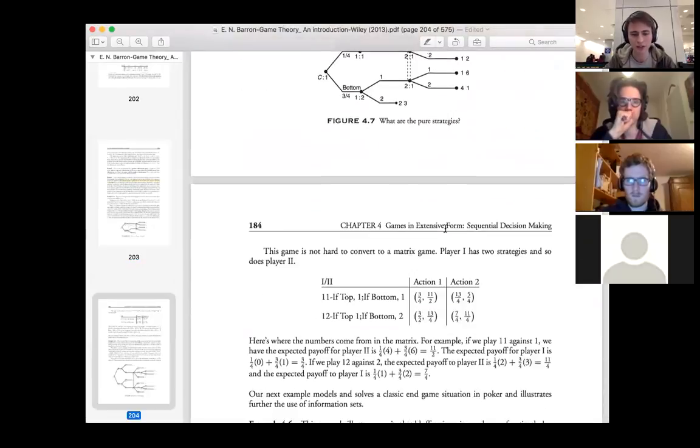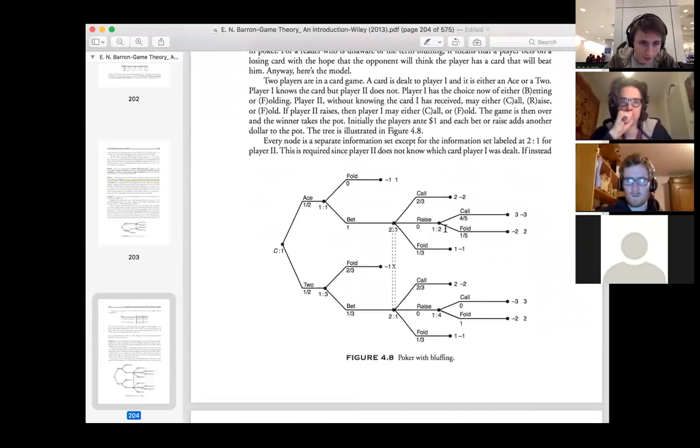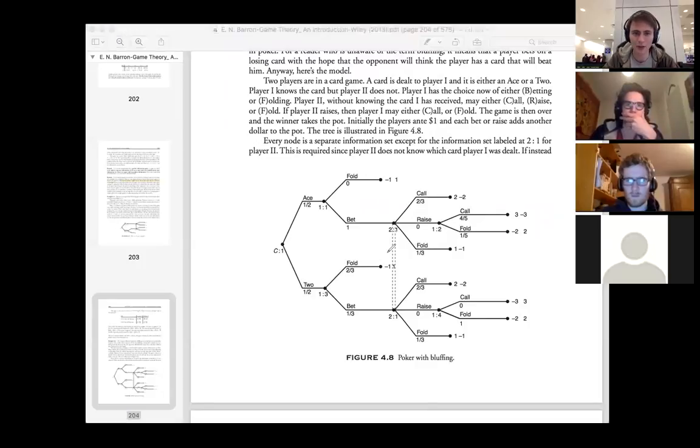Do you mind if I go to the poker one? Here we go. This is the best. So this is essentially explaining why this is an example where you have uncertainty, right?